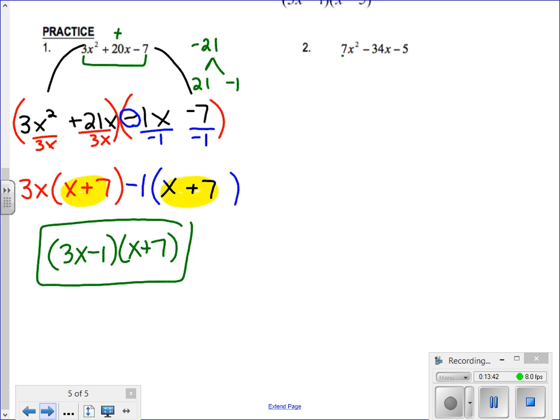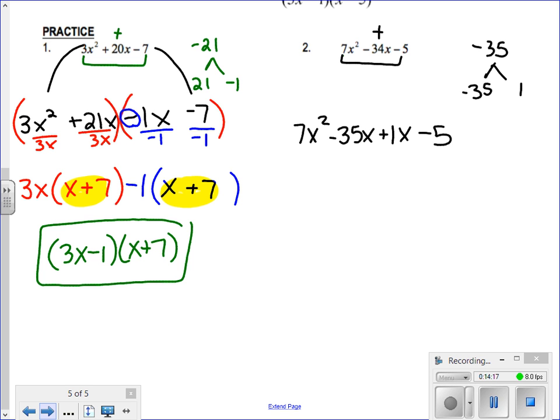All right, last problem on this video I'm going to go over with you. 7x squared minus 34x minus 5. I'm going to multiply the 7 and the negative 5 to get negative 35. So I need to find two numbers that multiply to negative 35 and add to negative 34. This is actually going to be negative 35 and positive 1. Once I split the middle here, I'm going to have 7x squared minus 35x plus 1x minus 5.